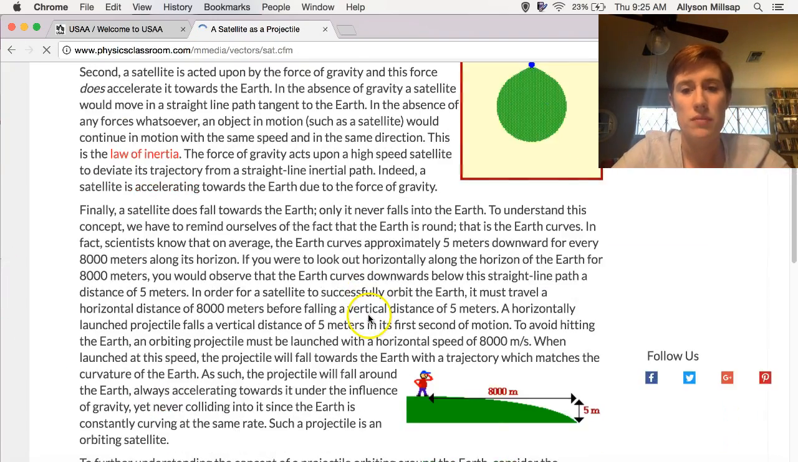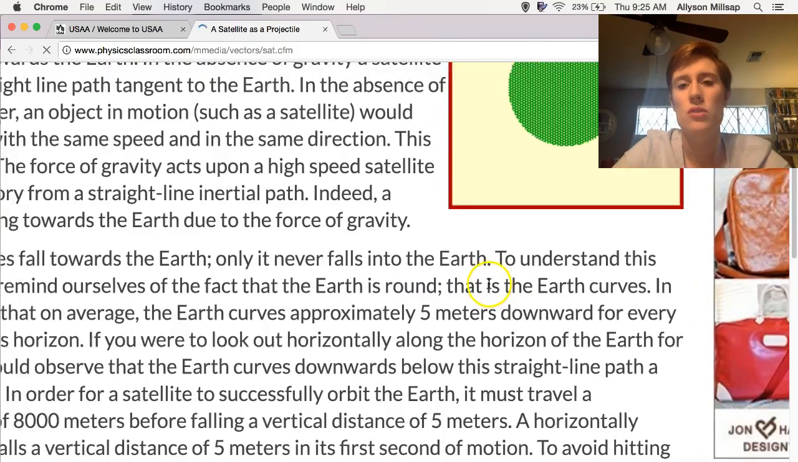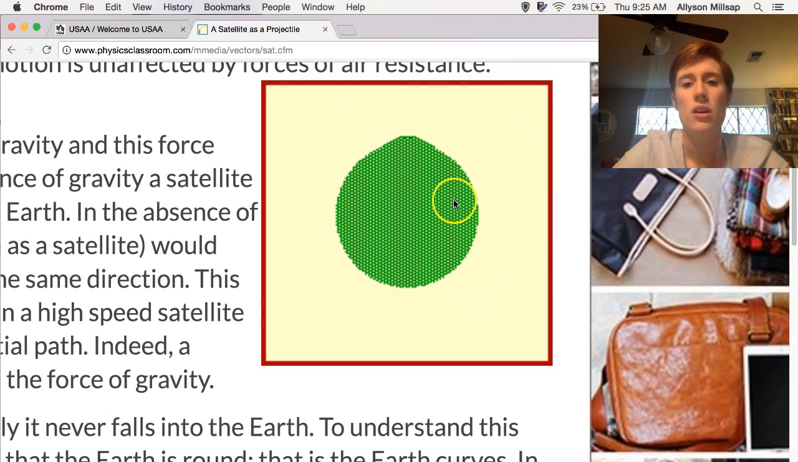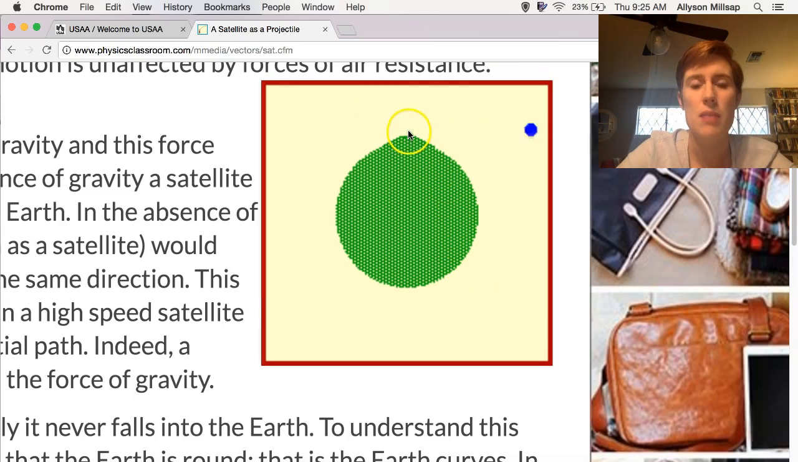This animation shows what would happen if there's no gravity, right? Here's your cannon at the top of the mountain. It'll shoot and go on forever, right?